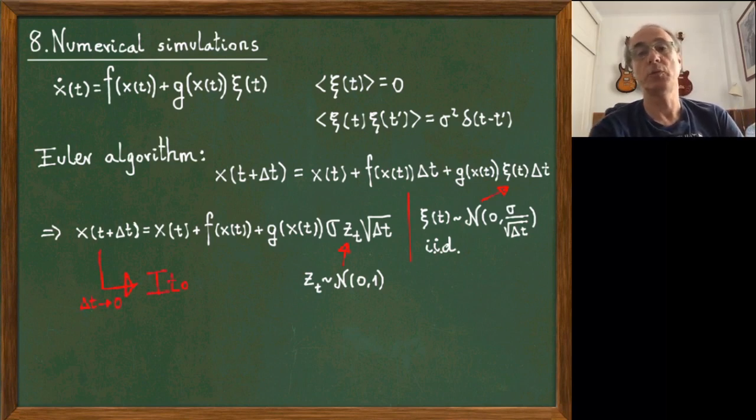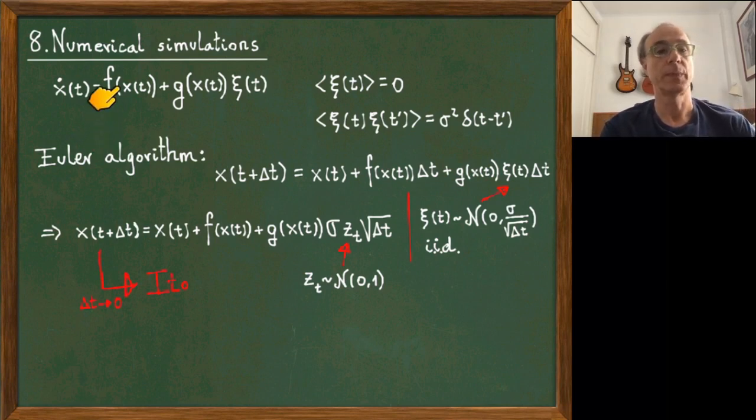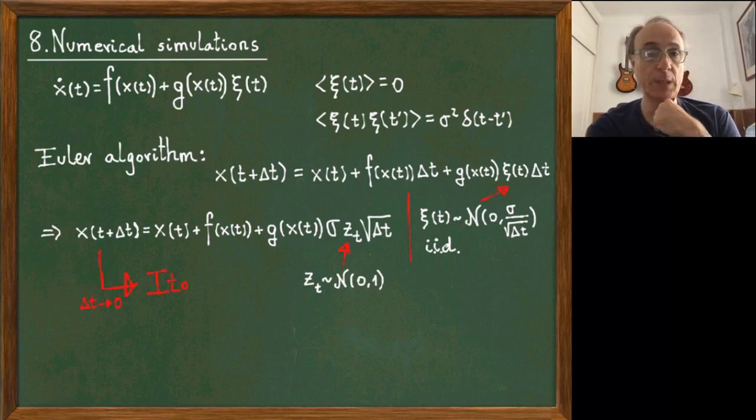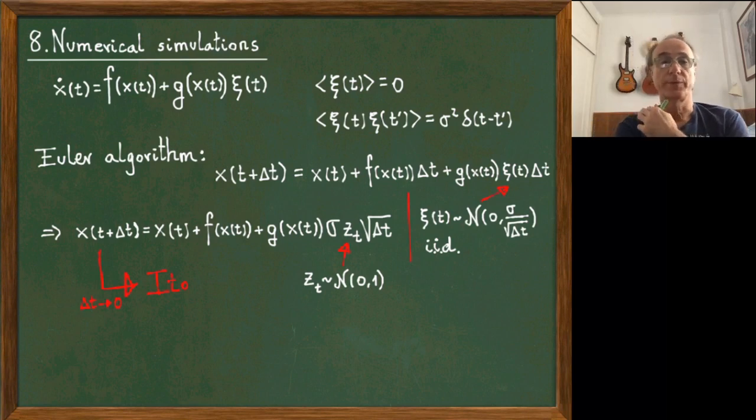So when we do an Euler algorithm, we obtain the solution of this equation interpreted as Ito. And of course, this is in the limit delta t going to zero, so it is an approximation. You know that in discretization of ordinary differential equations, there are a lot of problems of stability and things like that. Here we also have even more problems sometimes, no? But this is discussed in papers on numerical simulations, very technical, and we are going to just give a couple of ideas.